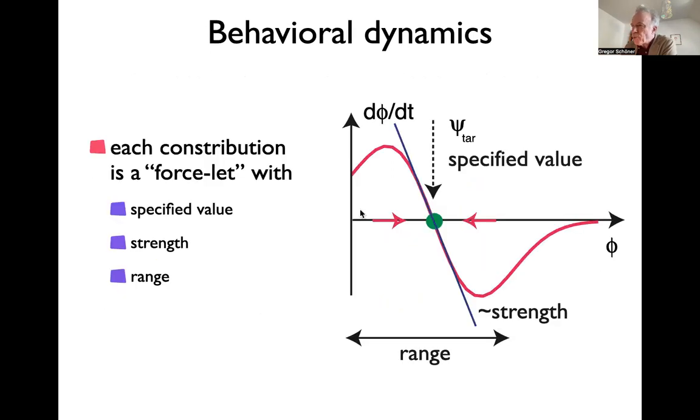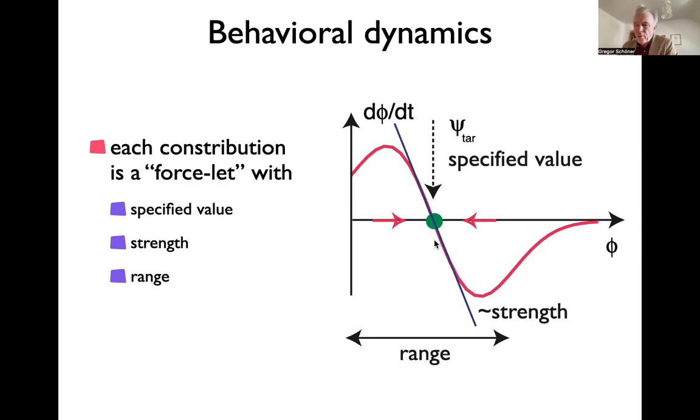So in practice, when we write this down, we write things that we call forcelets, that is, contributions to the dynamical system that are parameterized by where the 0 crossing is. That will be a specified value. For an attractor, it's the value where this is a negative slope. For a repeller, it's the opposite. The strength is essentially the slope of the dynamics, the strength relative to other terms.